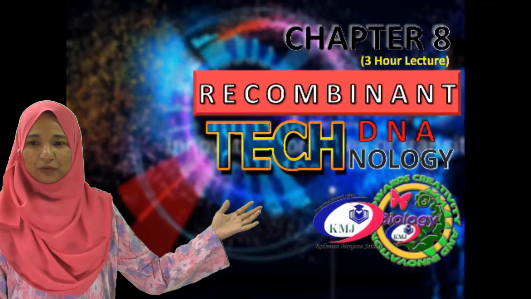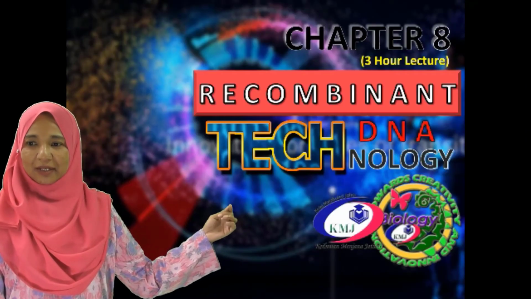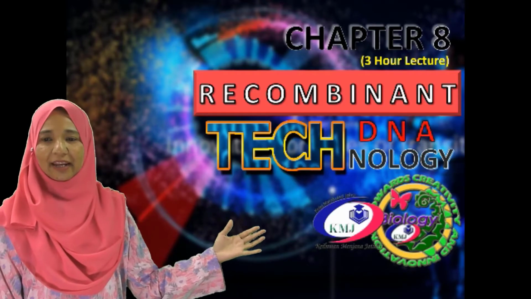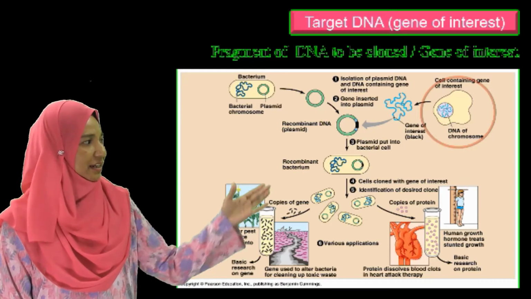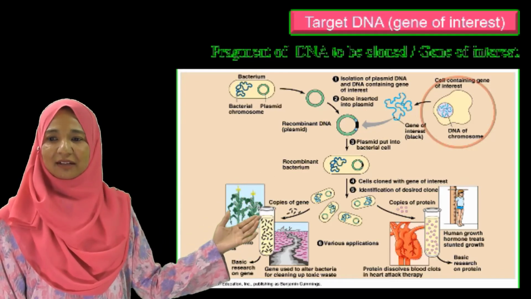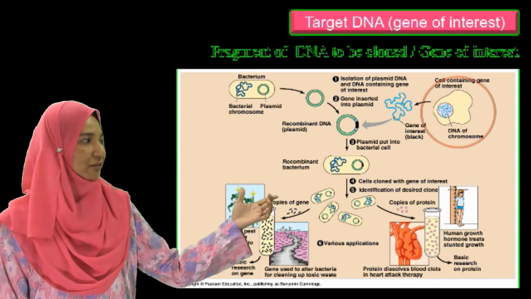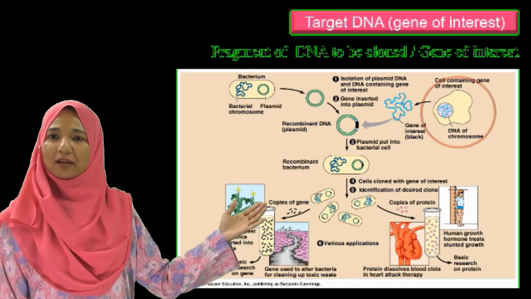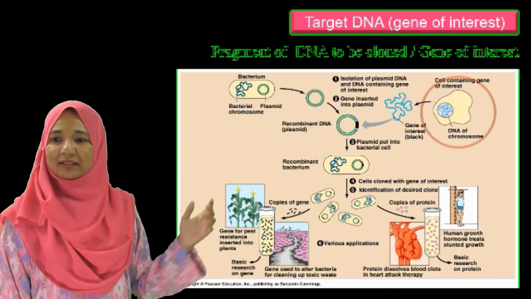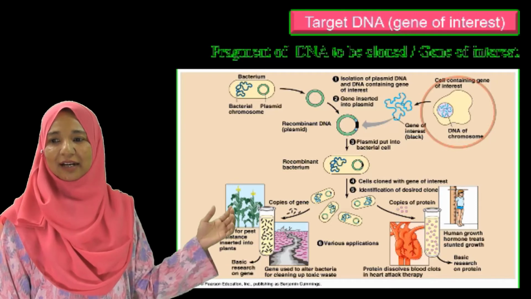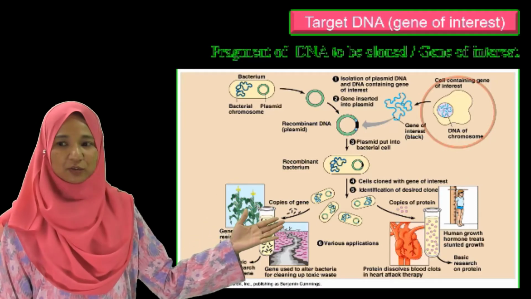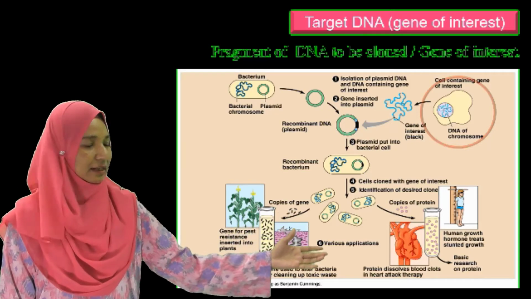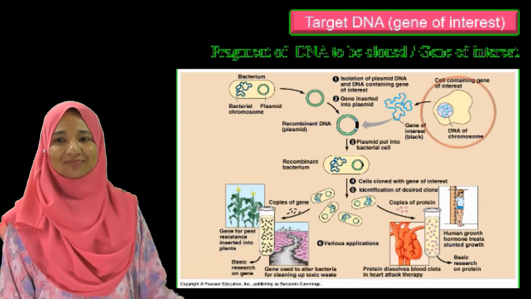In this video, you should be able to describe the gene of interest and the characteristics of a host cell. As seen in this figure, a gene of interest is a fragment of DNA which is part of a larger DNA strand in the target cell. For example, the gene of interest for insulin is located in the pancreas cell.